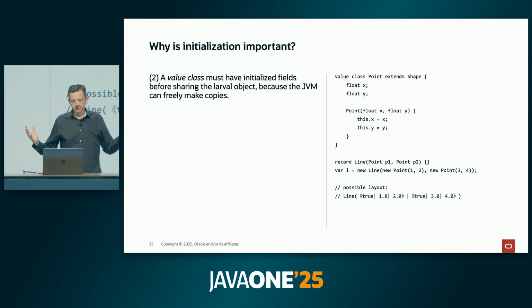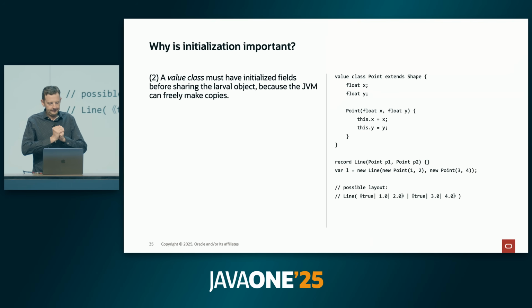The second problem, value classes in Valhalla have to initialize their fields before they share the larval object. Because the way value classes work is they don't have identity, they don't have a location in memory. They can be freely copied around, duplicated. Different people can encode the same object in their own ways. That kind of stuff can't happen if I'm still in the middle of initializing the fields, because I'm going to try to write to memory in one location and somebody else's location won't get updated.